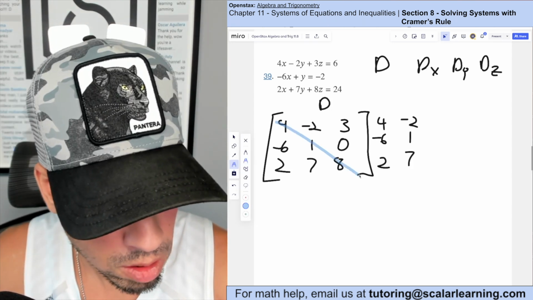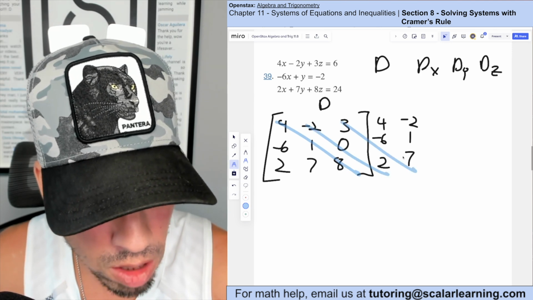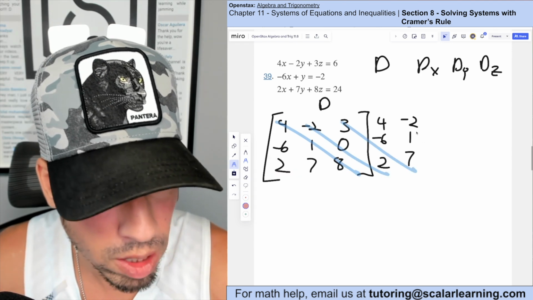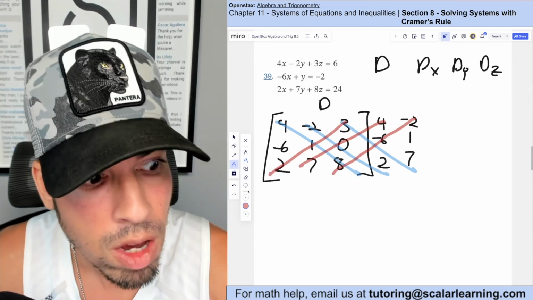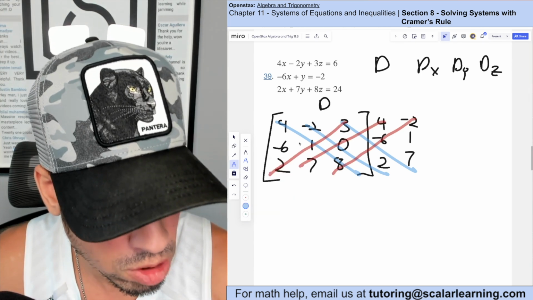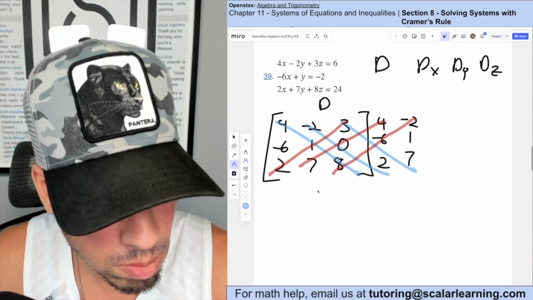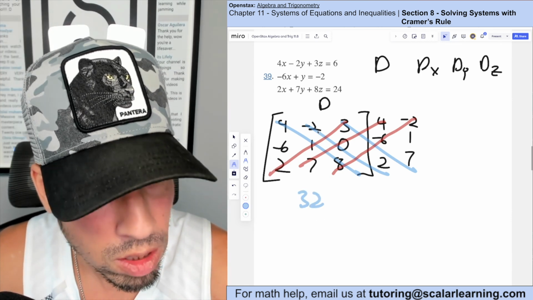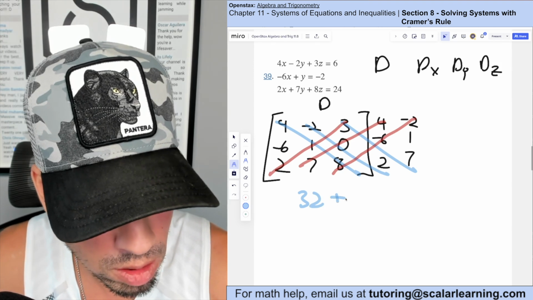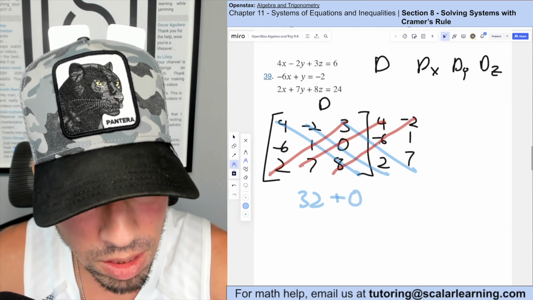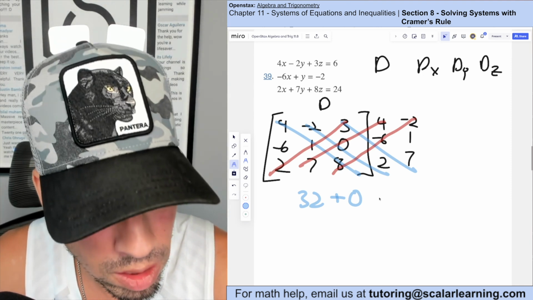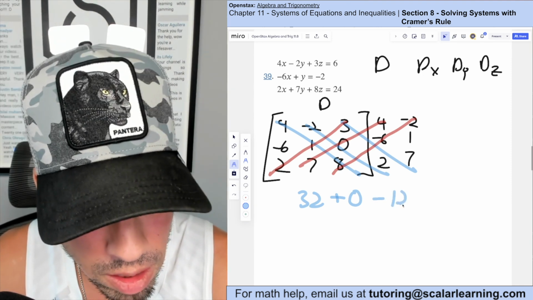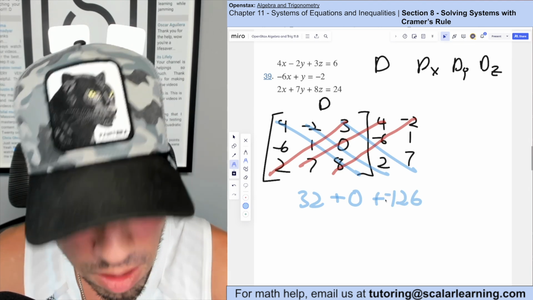And then we're going to do product. We're going to add all the ones in blue. And then we're going to do product, come back the other way. Product. All the ones in red, we're going to subtract. So we got 4 times 8 times 1 is 32. Negative 2 times 0 times 2 is 0. 3 times negative 6, negative 18 times 7, 70 plus 56, negative 126. And of course, we're adding that, but it's still a negative.